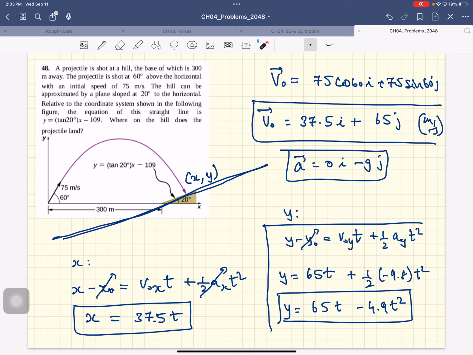Y equals tangent 20. Very good. At the landing spot, these 2 are related, and they're related by this equation, as our friend noticed. So we are going to use that. That's a third equation.